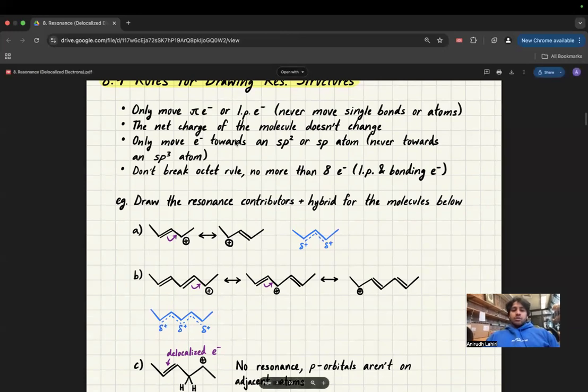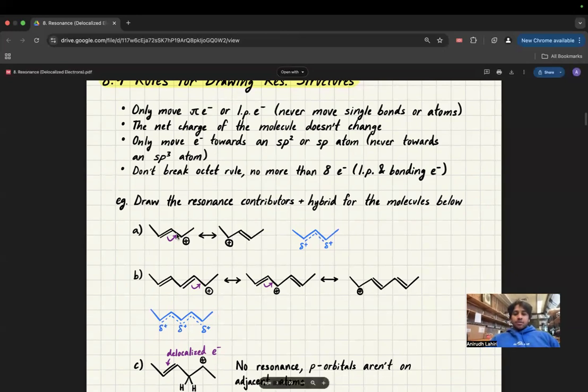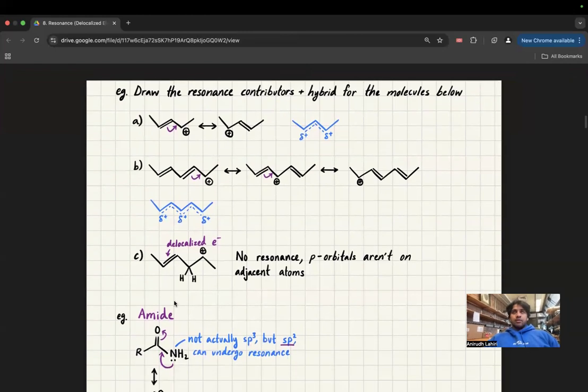Only move electrons towards an sp2 or sp atom, never towards an sp3. Cool. You can move it this way, but you can't move it this way because this is sp3, this is sp2. Don't break the octet rule, no more than 8 electrons. The octet rule is probably the most important rule. You can't have more than 8 electrons on any given carbon, whether they be lone pairs, bonding electrons, etc.